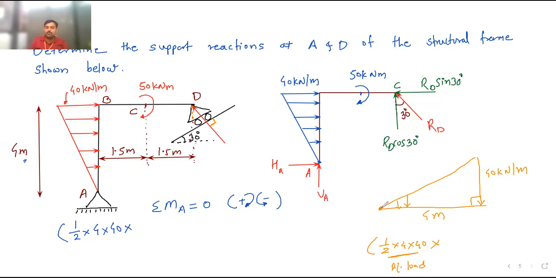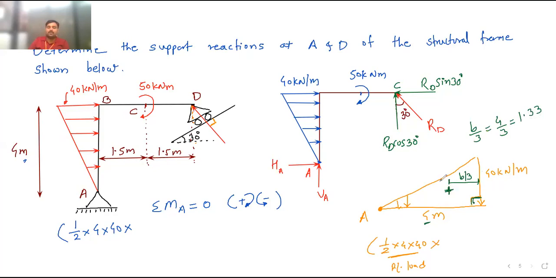So here, suppose now point A is here, and I want to take the moment at point A. What I will do? I will calculate where the CG of this triangle is. What is the formula? From the right angle, the CG is at a distance of B by 3, where B means base. The base is 4 meter. So B by 3 is equal to 4 by 3, which is 1.33.